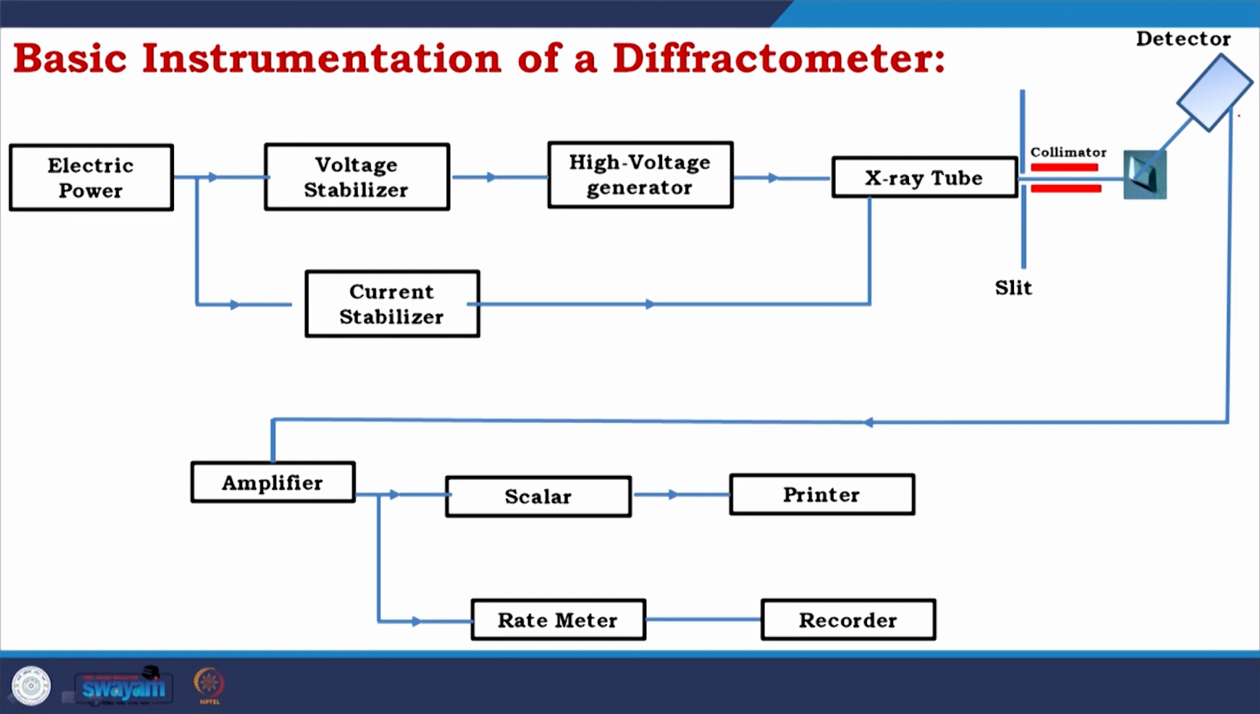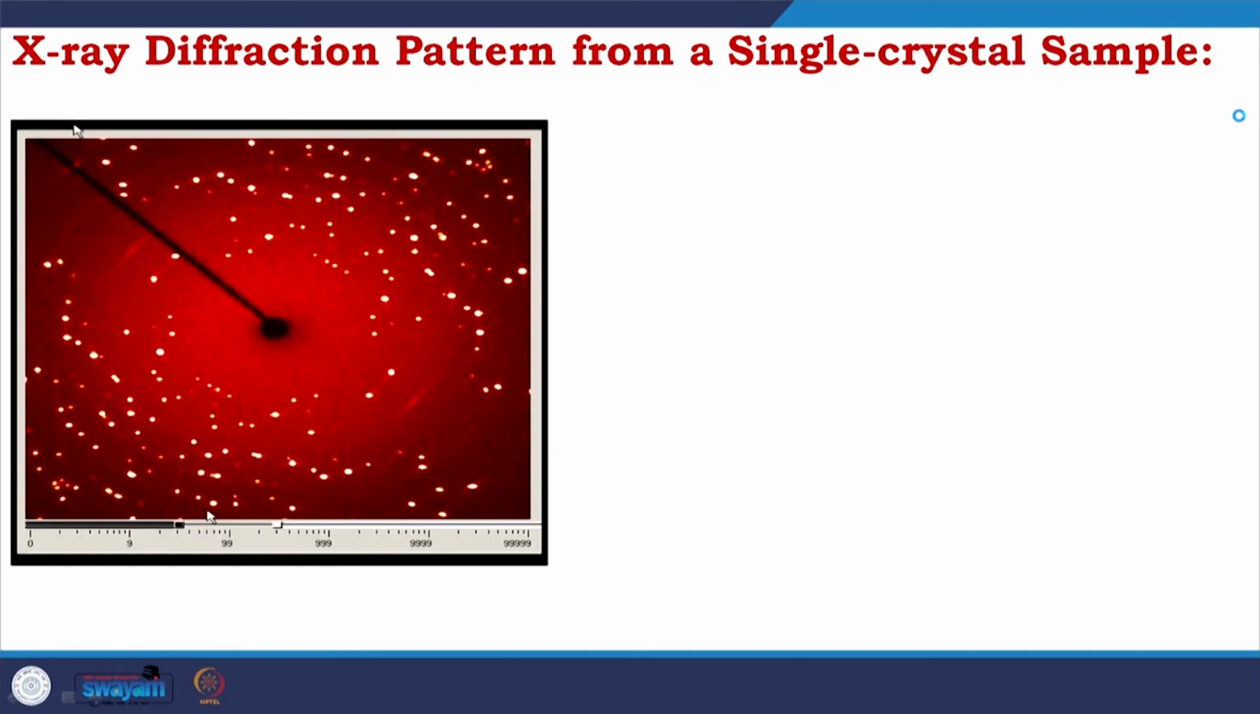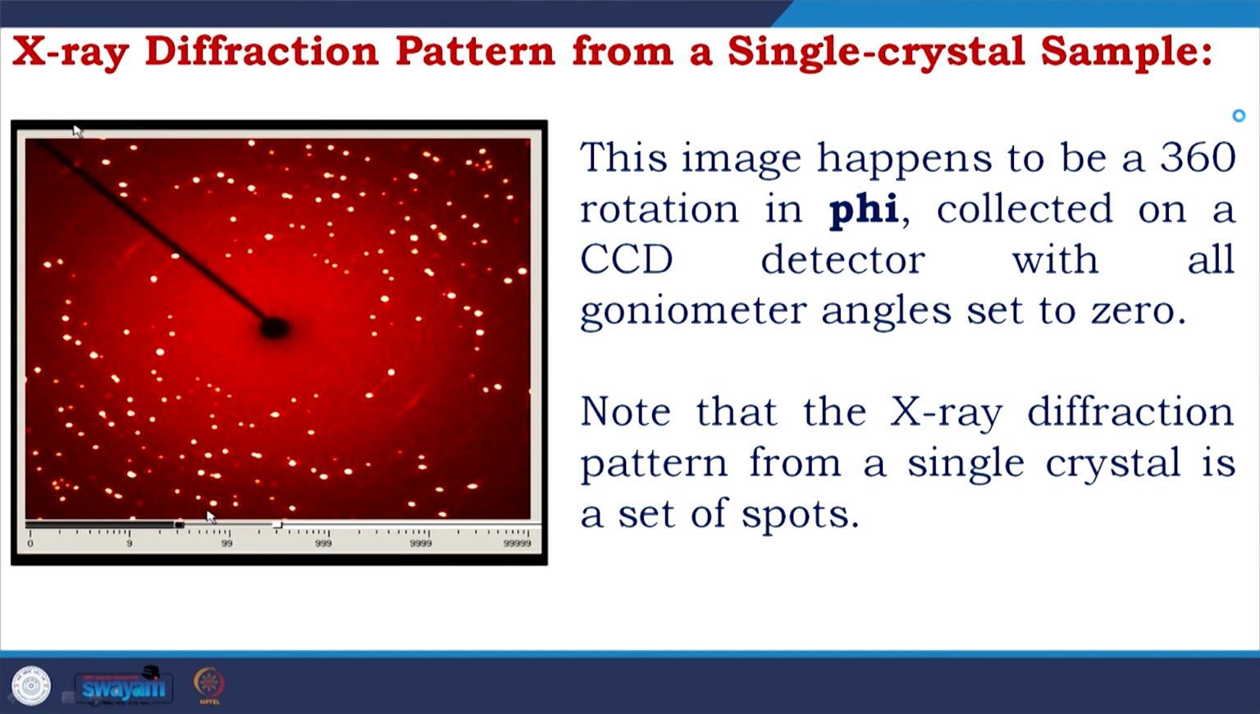So, what next? We now get the X-ray diffraction pattern from a single crystal. If you look at this image, it happens to be a 360-degree rotation in phi collected on a CCD detector with all goniometer angles set to 0. Note that the X-ray diffraction pattern from a single crystal is a set of spots. You could see the set of spots, and do we understand what is there? If you look at it, you will get an idea of a periodicity, which is what we need.